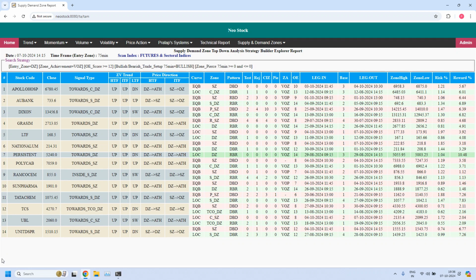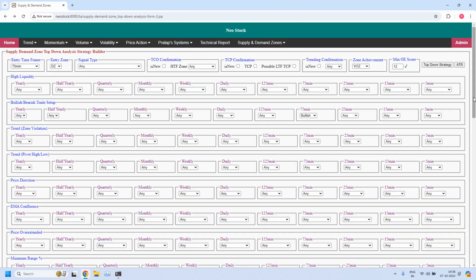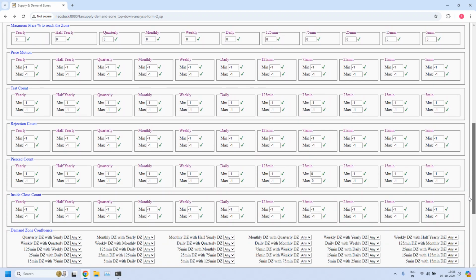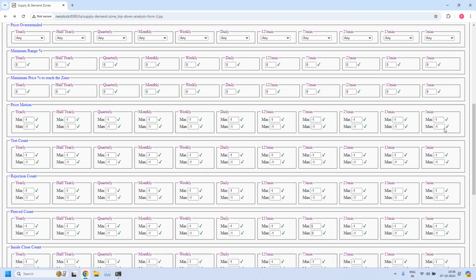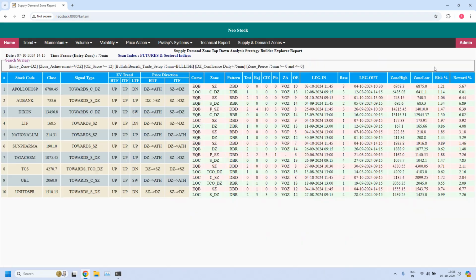Okay, now let's verify out of these 14, how many are having ITF demand zone confluence. That means 75 minutes demand zone with daily demand zone confluence. So I'm going back to the demand zone confluence. I'm enabling the filter 75 minutes demand zone with daily demand zone confluence. Now let's verify how many will further filter.